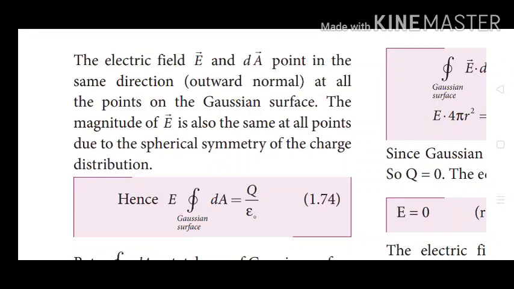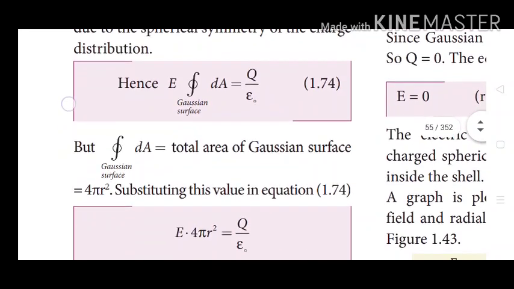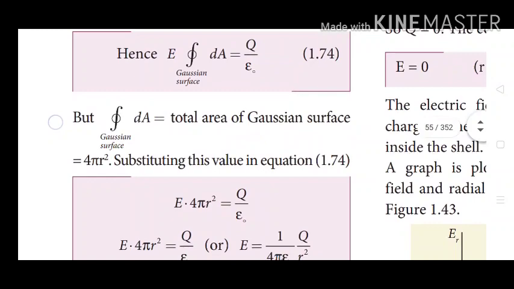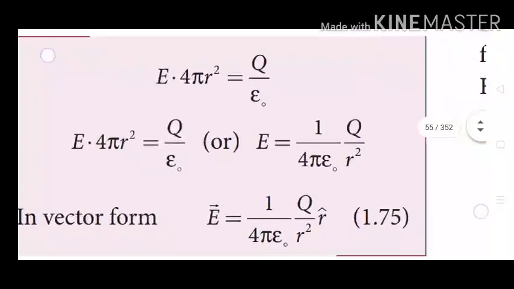The magnitude of E vector is also the same at all points due to the spherical symmetry of the charge distribution. So we get E vector closed integral dA is equal to Q by epsilon naught. That means closed integral dA is equal to the total area of the Gaussian surface, which is 4 pi r square. Substituting this value in equation 1.74, we get E into 4 pi r square is equal to Q by epsilon naught, or E is equal to 1 by 4 pi epsilon naught Q by r square.